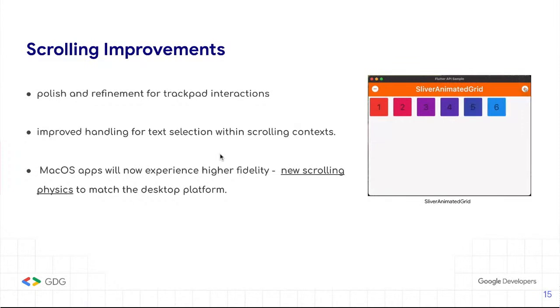So some of the scrolling improvements. Scrolling has always been a topic in Flutter because it was not the very smoothest scrolling. So scrolling has now been improved in Flutter 3.7, and especially for trackpad interactions, it has been improved as well because trackpad interactions were not very smooth. So that is a major change there.